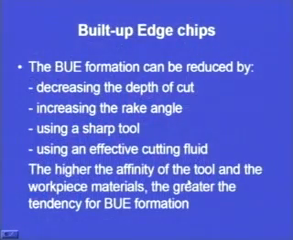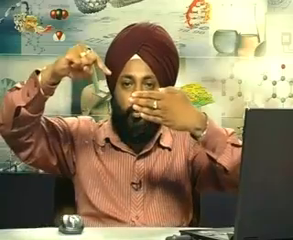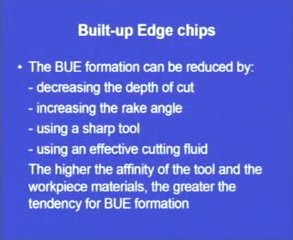Another important point to note is the affinity of the tool and the workpiece material. We are using a particular tool, and there is a particular workpiece, the tool is going to machine the workpiece. These two are made up of different materials. If these two materials have very strong affinity for each other, then there is a greater tendency for the formation of the built up edge. So, the higher the affinity of the tool and the workpiece materials, the greater the tendency for built up edge formation. Now, it depends. If the affinity is too high, then there are every chances that built up edge formation is going to take place.